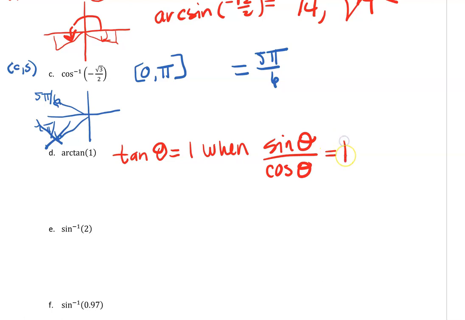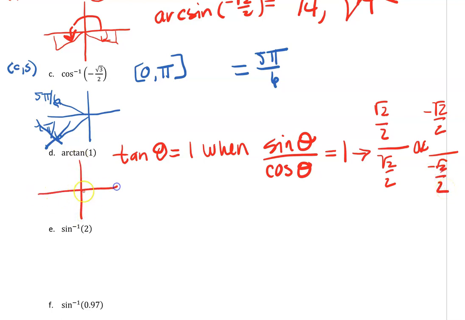So if this is equal to 1, that means that they had to have the same value. So that would be at square root of 2 over 2, because it's at the same angle, over square root of 2 over 2, or it would be at negative square root of 2 over 2 over negative square root of 2 over 2. So where does that occur? Draw a picture. That occurs here when we are at pi over 4. That occurs here at 5 pi over 4.